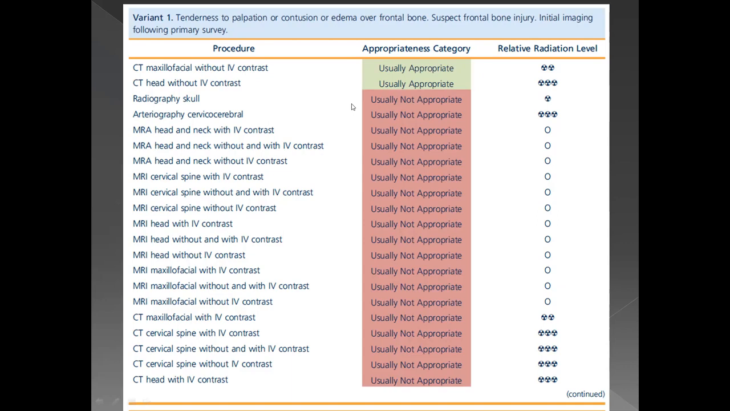All right. So for frontal bone, CT maxillofacial or CT head, both without contrast, are considered appropriate, and skull radiography is not considered appropriate. Okay. Then coming to the next one.